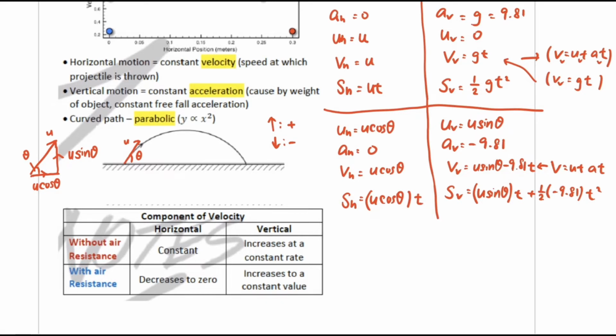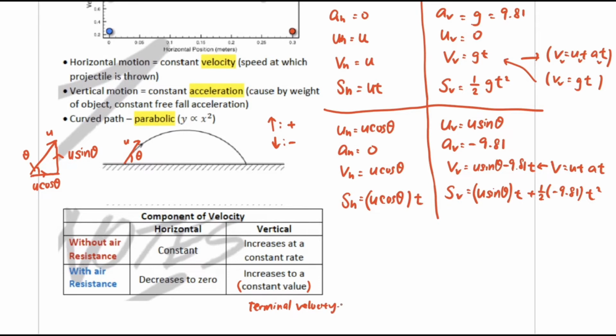The vertical velocity increases to a constant value. This constant value is the terminal velocity. It increases to a terminal velocity.